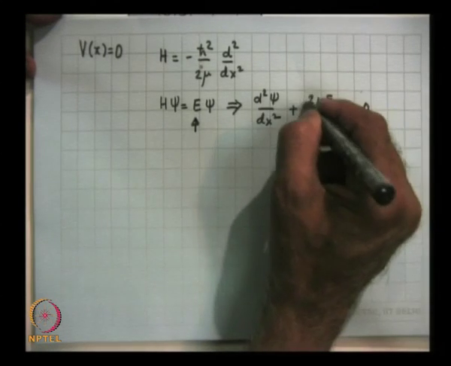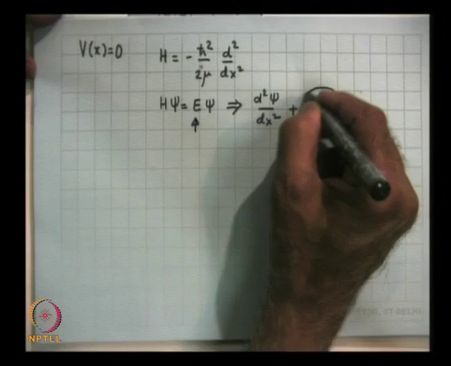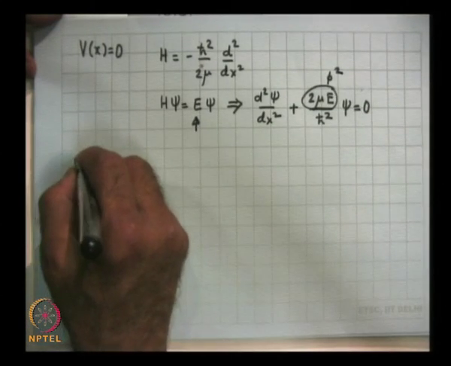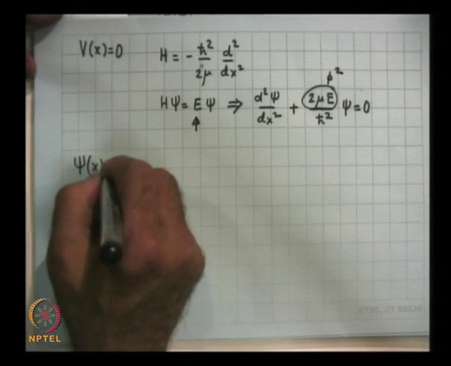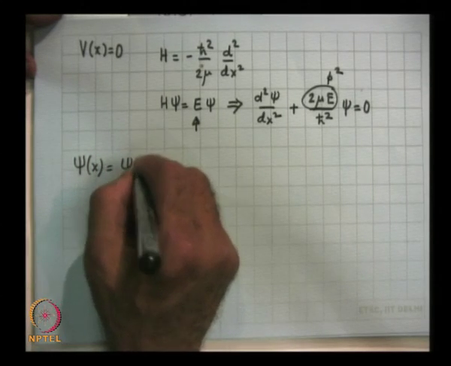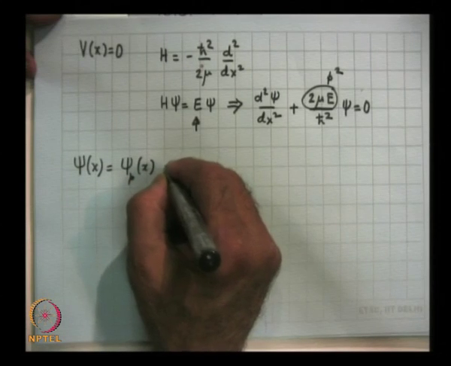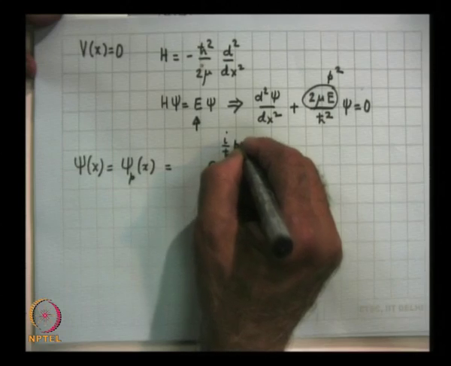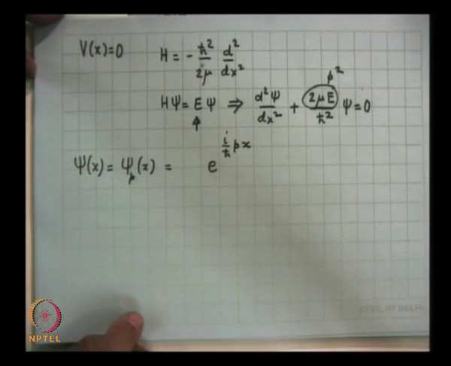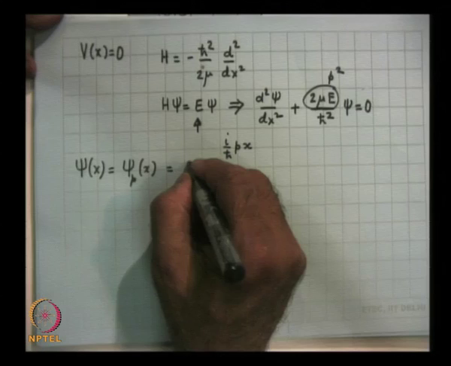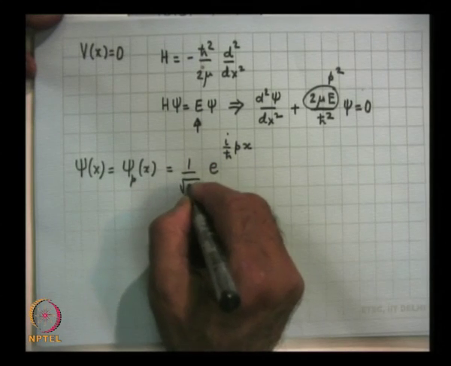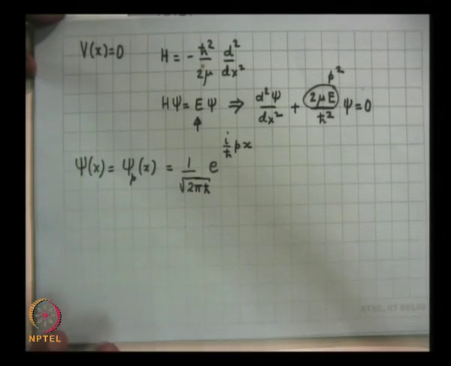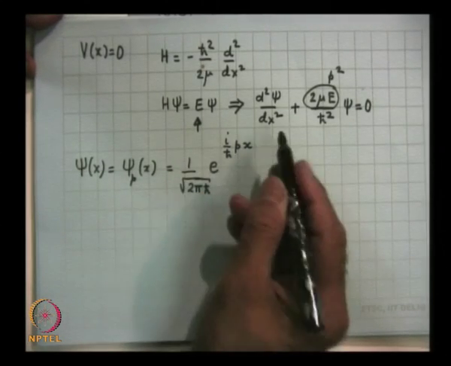So, we write this quantity as p square, and the eigenfunctions psi of x become psi p of x, which is equal to e to the power of i by h cross p times x. Now, I put a factor 1 over root 2 pi h cross, because I know this. So, what are the values of p? E has to be positive.